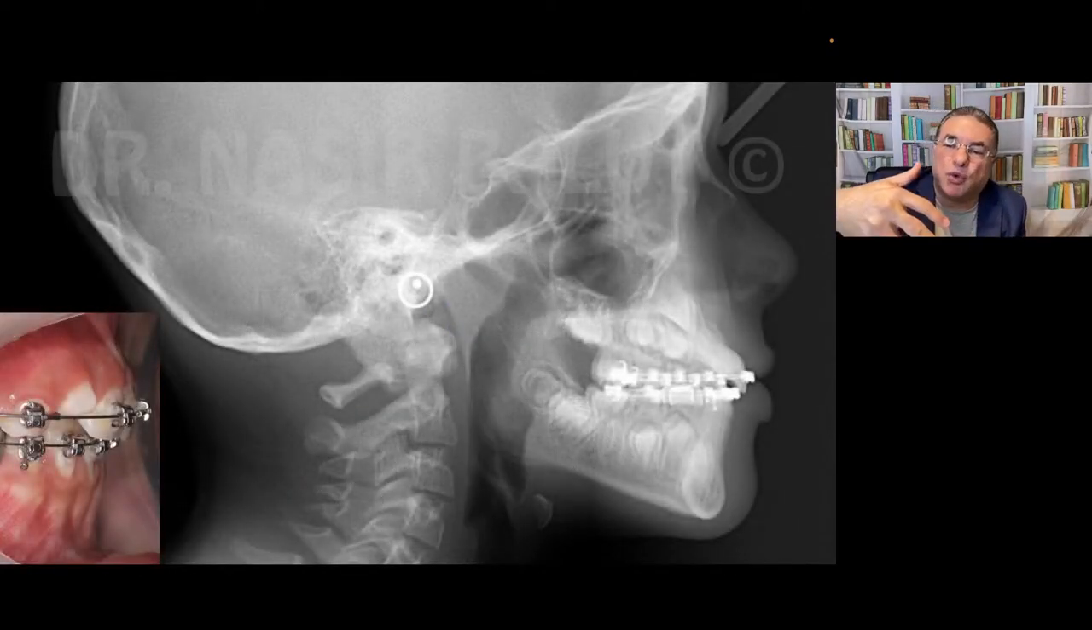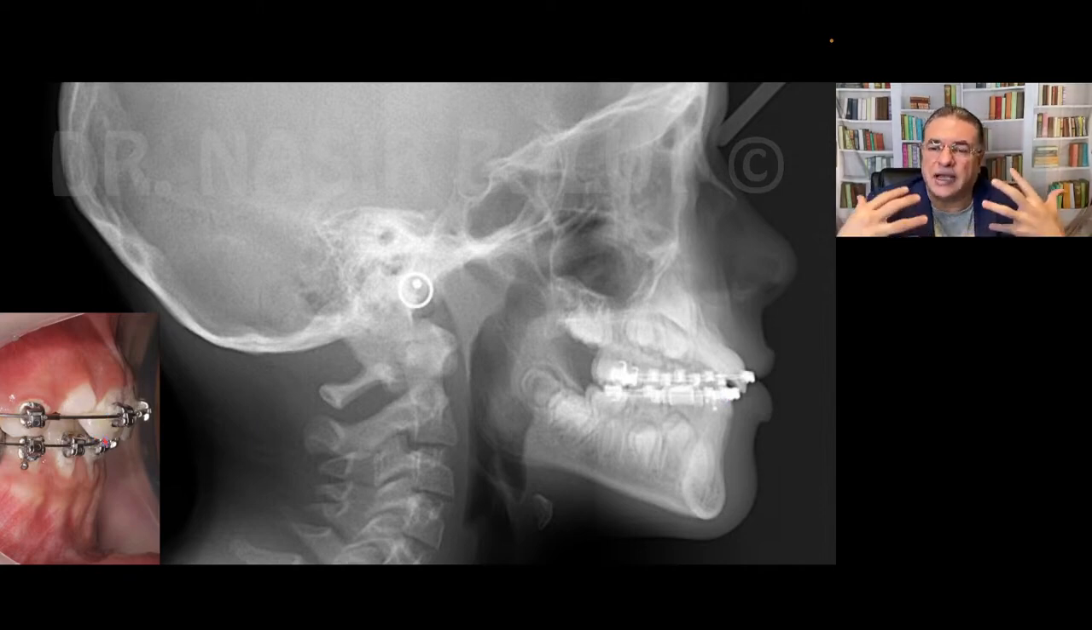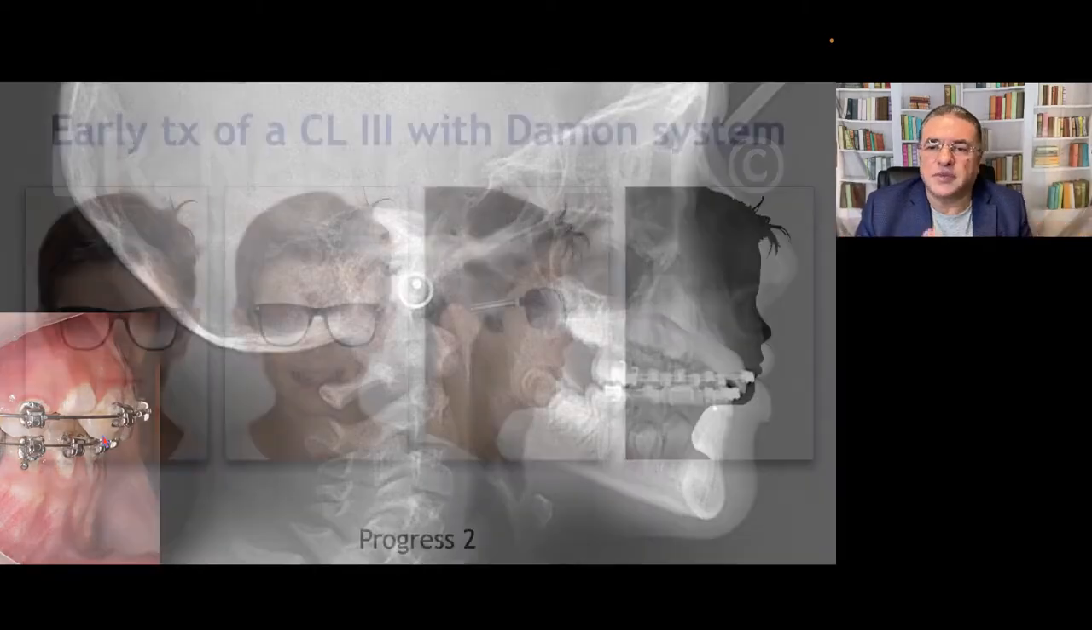I like to overcorrect. As you can see now, probably I have more pro-inclination of the upper anteriors, but I'm increasing the overjet of the patient. So I will continue using the class 3 elastics. And as I said at the beginning in my protocols, phase 1 of early treatment usually lasts between 14 to 18 months.